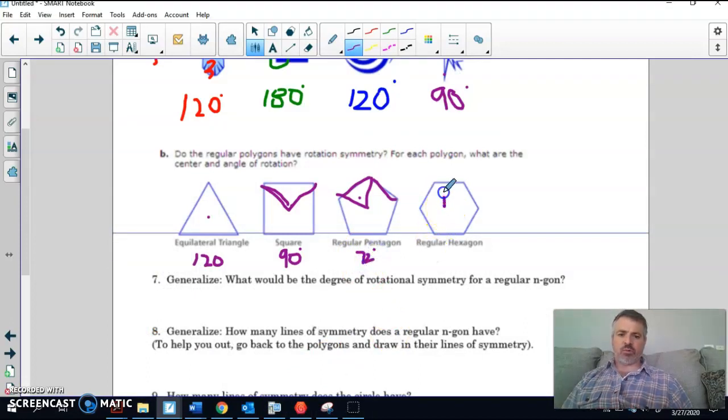Hexagon, again, we went over that before. It's going to rotate one of these central angles until it maps onto itself. So that's 360 divided by 6. So 360 divided by 6 is 60. So this has 60 degrees of rotational symmetry.